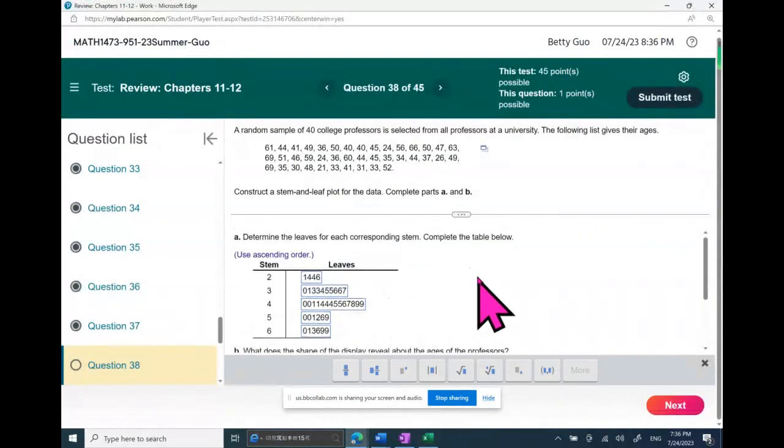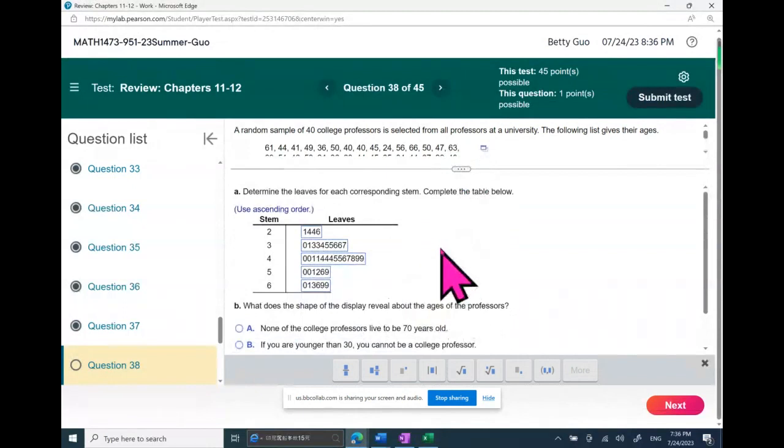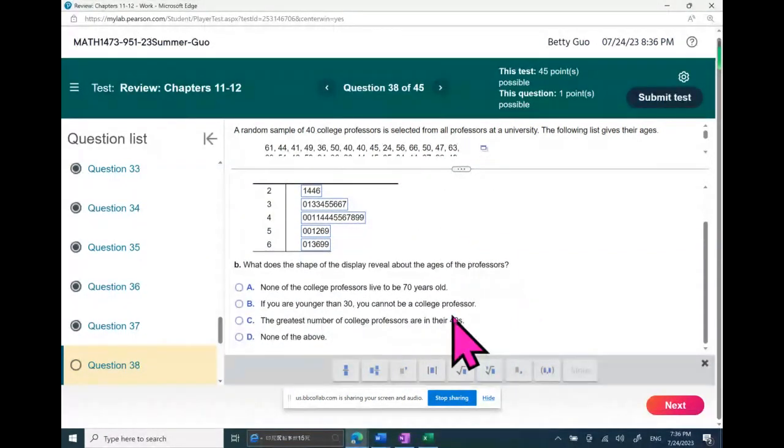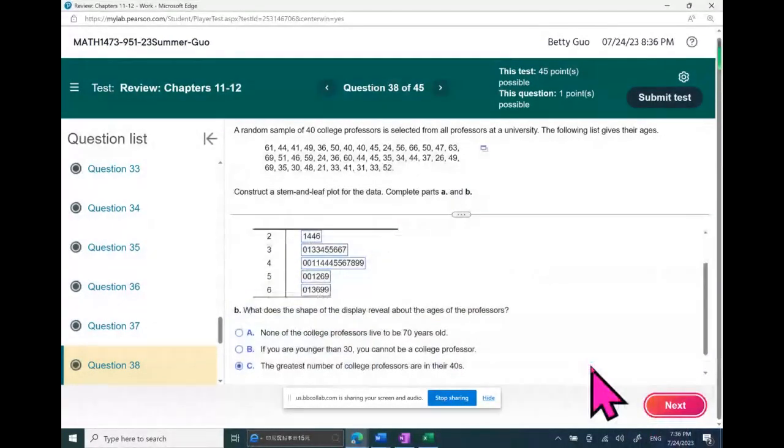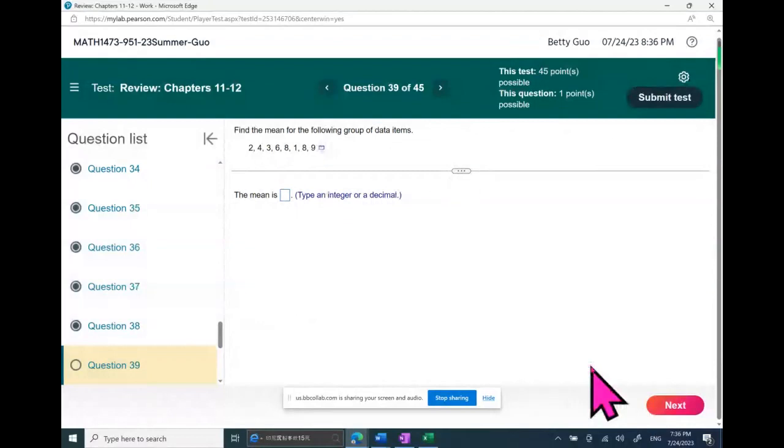Okay, finally. So we're going to answer the question based on the graph we got. What does the shape of the display reveal about the ages of the professors? The 40s row is the longest, right? The greatest number of college professors are in their 40s. Those problems are not my favorite, let me tell you.